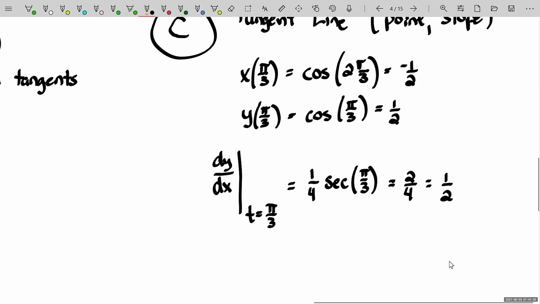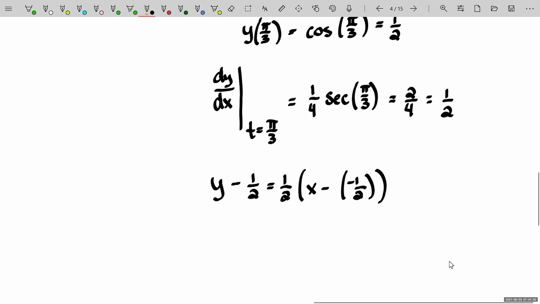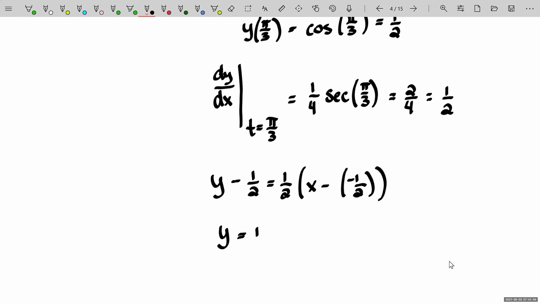So the equation of the tangent line is just y minus the y value is equal to the slope times x minus the corresponding x value for the point. And you can clean this up: 1/2 x, let's see, plus 1/4. And then we're going to add 1/2 to both sides, so that's plus 3/4.